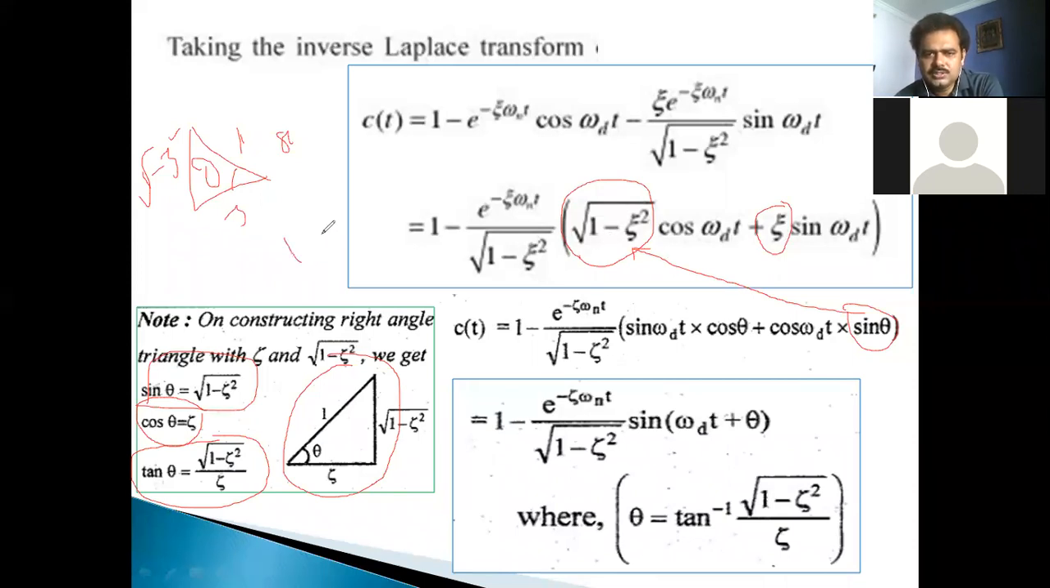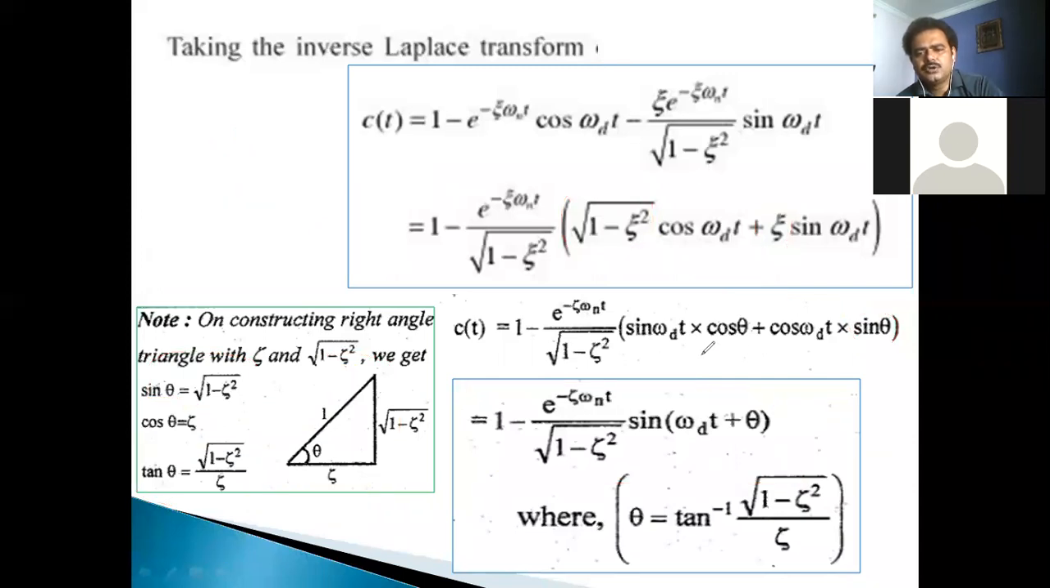So this is sufficient, but for the sake of simplicity, we can easily remember this answer. To get this answer, simply replace under square root of 1 minus ζ² with sin θ and ζ with cos θ. So if we observe this equation, sin A cos B plus cos A sin B, we can write it as sin(A + B).